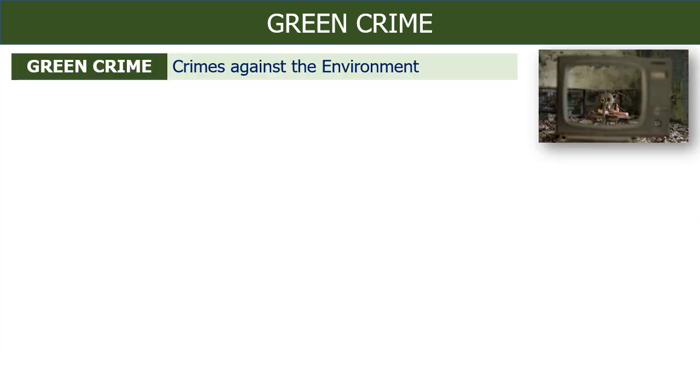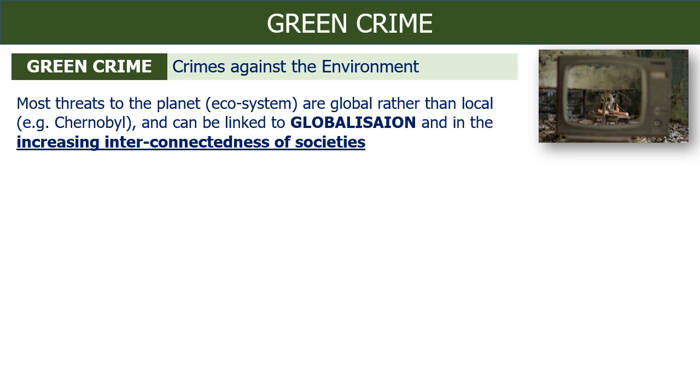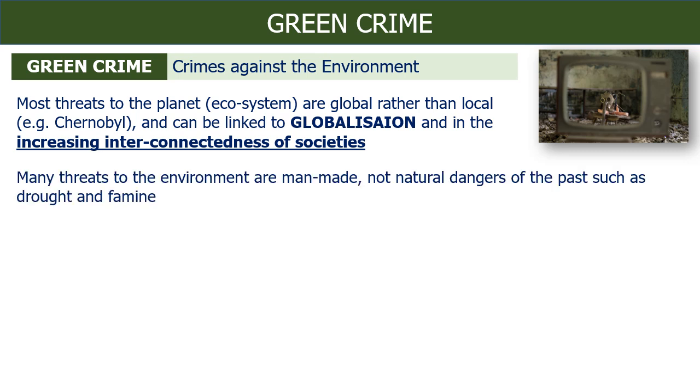So obviously with green crime, okay, most of the threats to the planet's ecosystem are global rather than local, okay? So it's not always that the threat is in a localized small area like Chernobyl was, okay, which obviously covered a huge area, but wasn't necessarily a global issue. And these can be linked to globalisation and the interconnectedness of societies, one thing having an impact on another. Obviously, a lot of the threats to the environment are man-made and not necessarily natural dangers, such as drought, famine and other natural disasters. And as globalisation has increased and technologies have increased as well, the threat of human-made disasters increases.